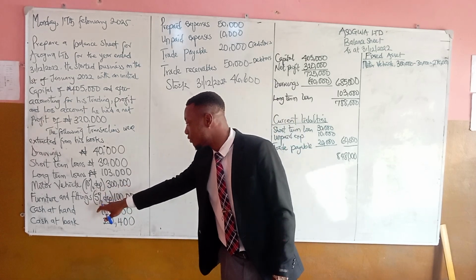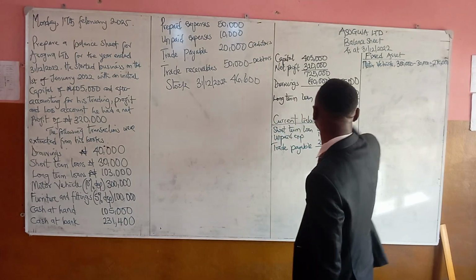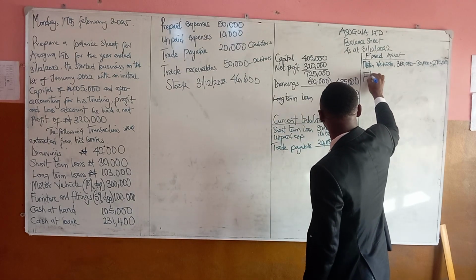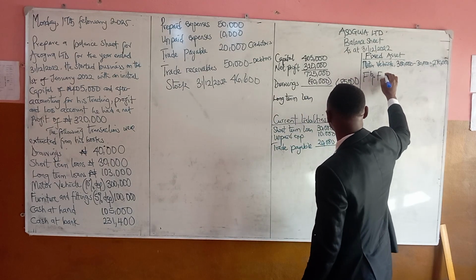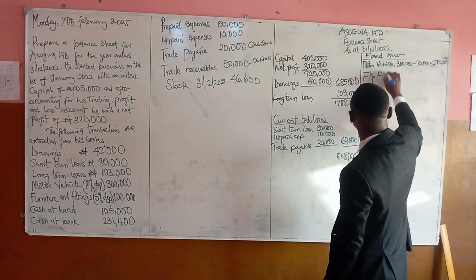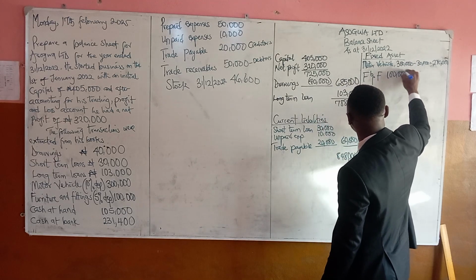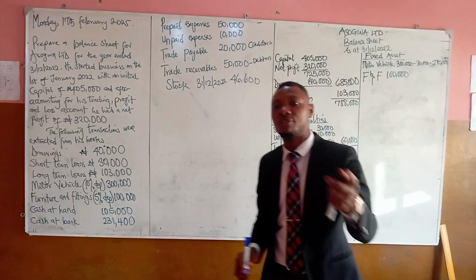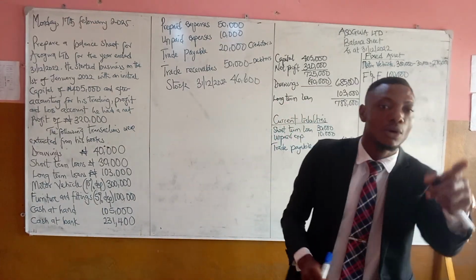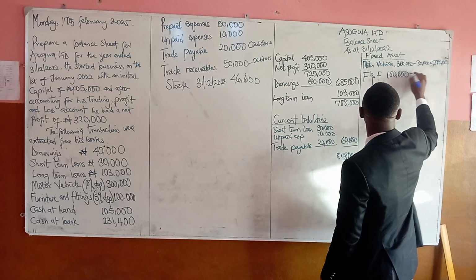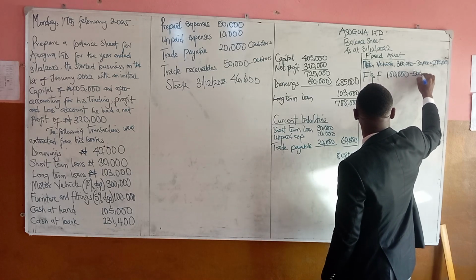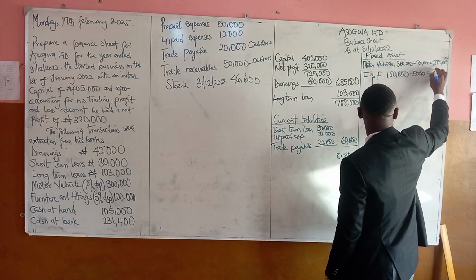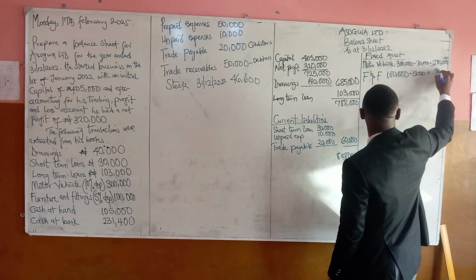Yes. Now the next fixed asset is what? Furniture and fittings. So let's say F and F for furniture and fittings. And the value is what? 100,000. And depreciation is what? 5%. 5% of 100,000 is what? 5,000. Thank you. So if we subtract 5,000 from 100,000, 95,000. That is good, Jason.